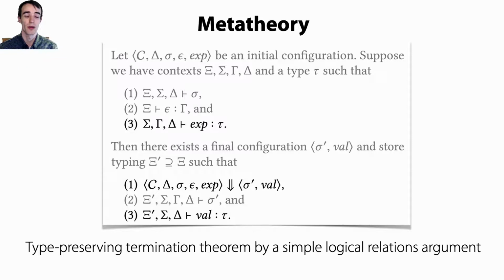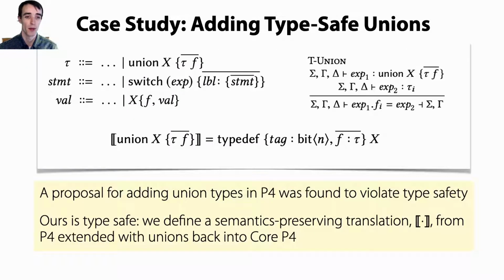We also used the core calculus for language design. We added type-safe unions to the language by extending the syntax and extending the typing and evaluation rules. To show that it was a conservative extension, we gave a translation back into the core language and showed that the translation was semantics preserving. This is important for P4 in particular because there's a proposal in the works for adding union types to the language, but it sort of stalled because it was found to violate type safety.